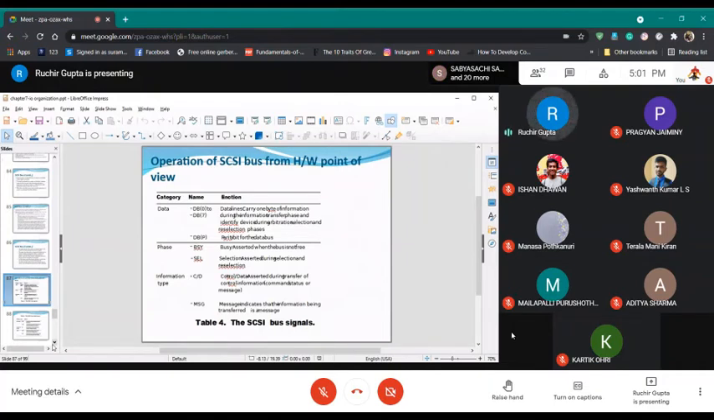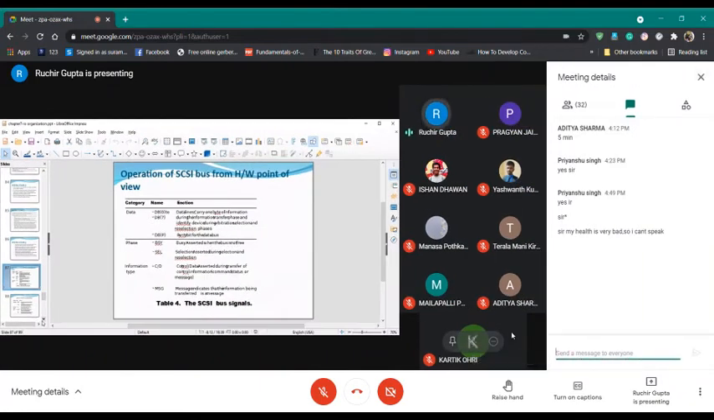And you can see that there is a dash before all the signals. So dash represents that these signals are actually active low signals. So it will be asserted when there is a low signal. So the first category is data. You can see DB0 to DB7. So data lines carry 1 byte of information. And then one is the parity bit. So the parity information will be carried.